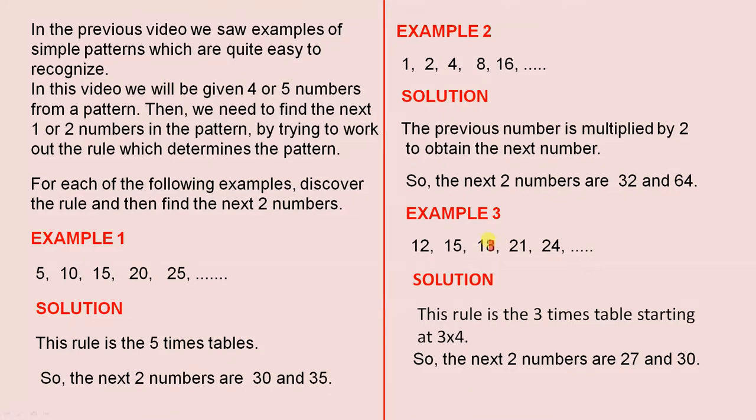Example 3, 12, 15, 18, 21 and 24. This rule is the 3 times table starting at 3 times 4. 3 4s are 12, 3 5s are 15, 3 6s are 18, 3 7s are 21, 3 8s are 24. So the next 2 numbers are 3 9s are 27 and 3 10s are 30.